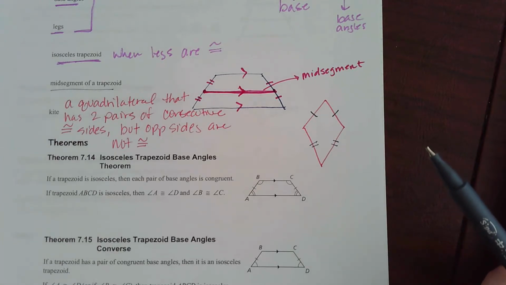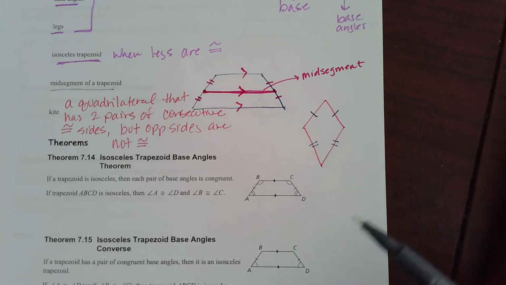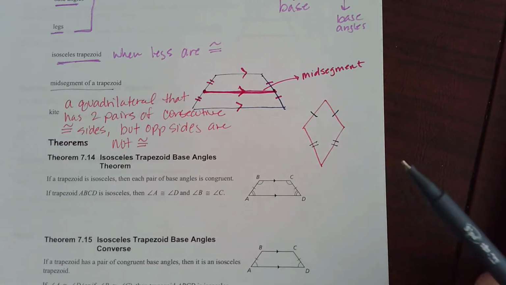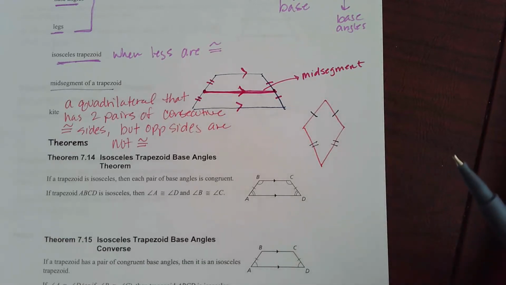So remember with a parallelogram, we talked about the fact that in order for something to be a parallelogram, opposite sides have to be congruent. Well, so then this quadrilateral is not a parallelogram because opposite sides aren't congruent.